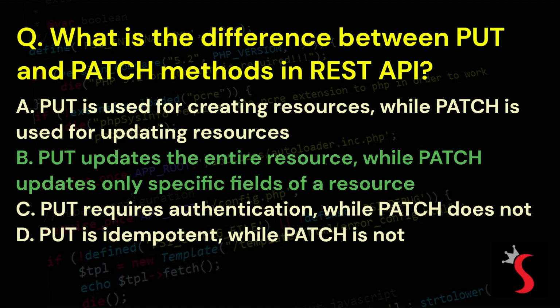And correct answer is option B. Put updates the entire resource, while patch updates only specific fields of a resource. Patch is used to apply partial updates to a resource, meaning that only the fields that need to be changed are sent in the request body. Put is used to replace the entire resource with a new representation, meaning that all the fields of the resource are sent in the request body, even if they are not modified.